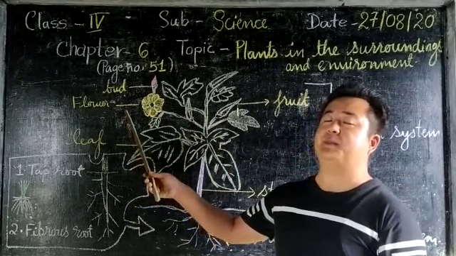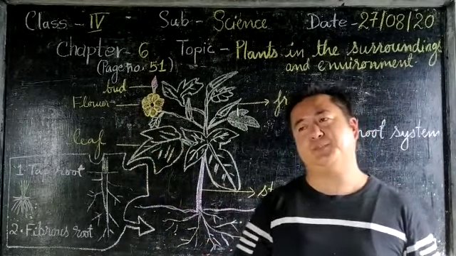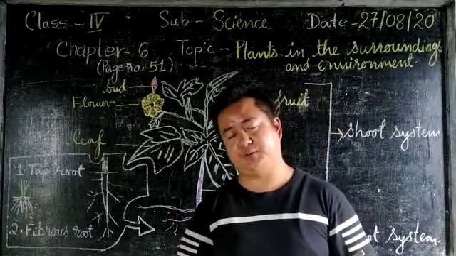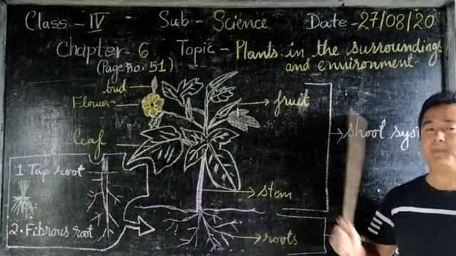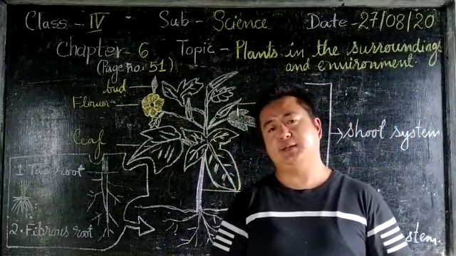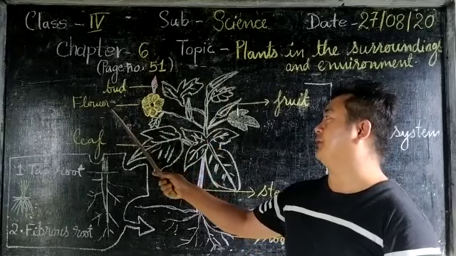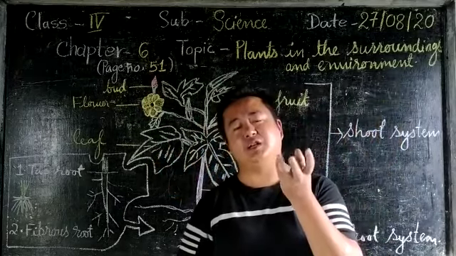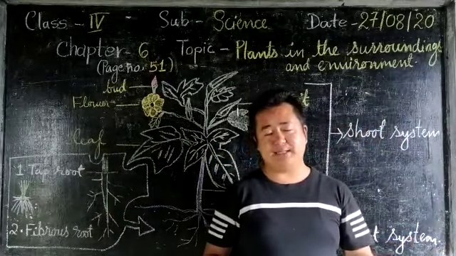Flower helps the plant to reproduce. And later, in most cases, we can see that the flower changes into fruit. And the other part of the plant is the fruit. The function of the fruit is that, as we already know, the flower changes into fruit, and the fruit encloses seeds. So these are the main parts of the plants.